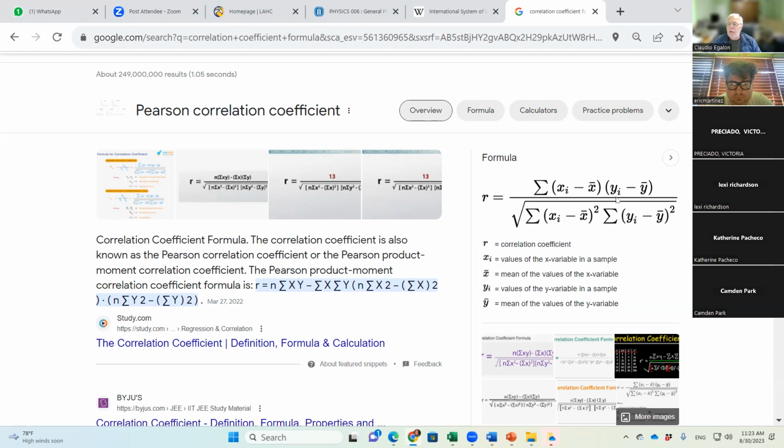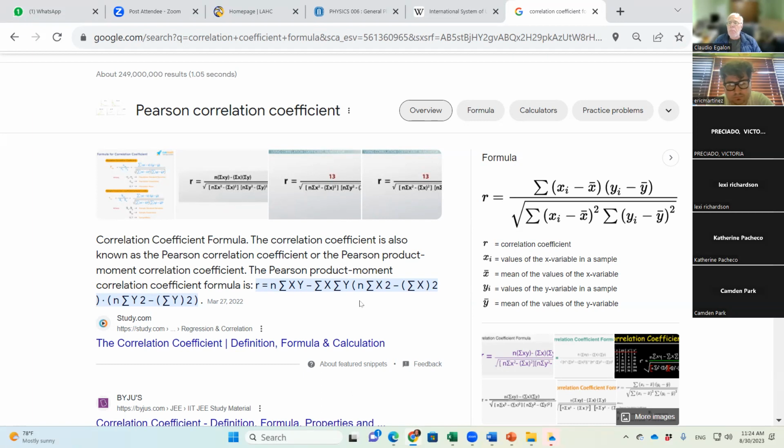x1 minus x average times y1 minus y average, plus x2 minus x average times y2 minus y average, and so on. And here we have the same thing. There's a square root inside. Okay? That's the correlation coefficient. The determination coefficient is the square of this value.